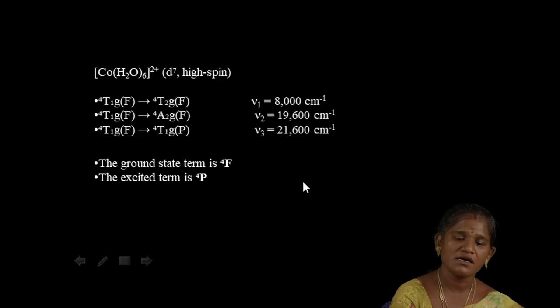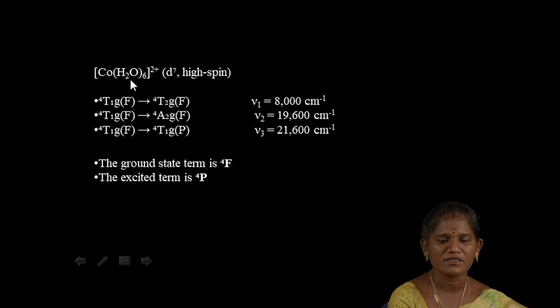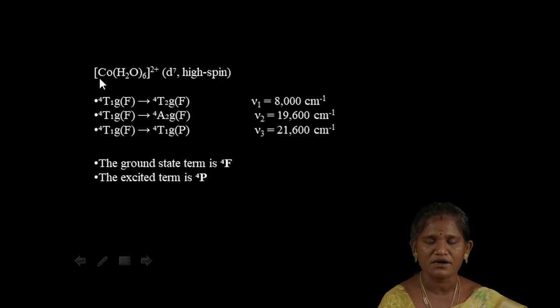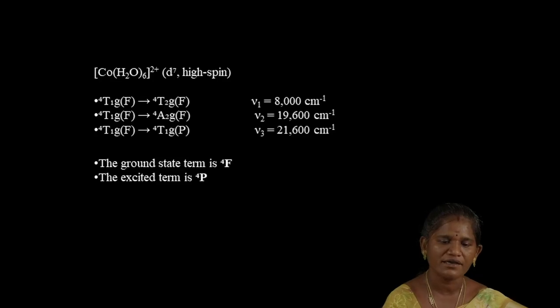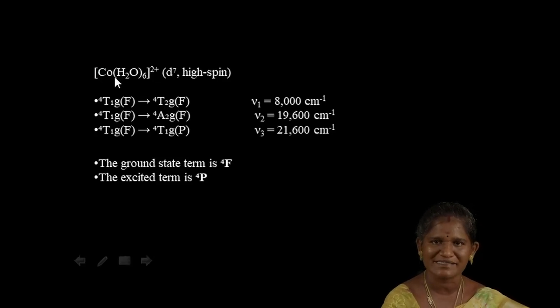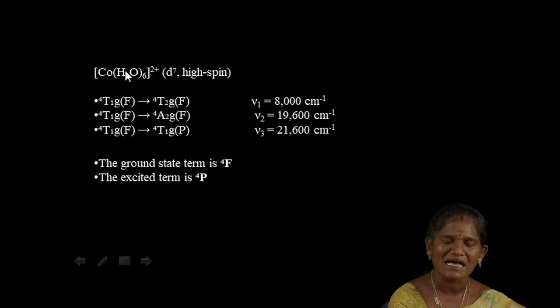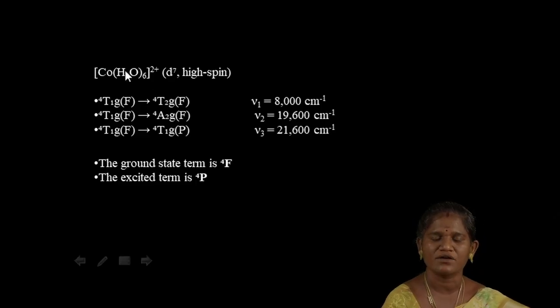Okay, next this is an example for this d7 octahedral system, the cobalt hexaaqua complex. Here the central metal is cobalt. What is the valence electron count of cobalt? That is 9. Here cobalt is in the plus 2 oxidation state. So 9 minus 2 is 7. So cobalt 2 plus has 7 valence electrons. So this system is an example of a d7 octahedral complex.